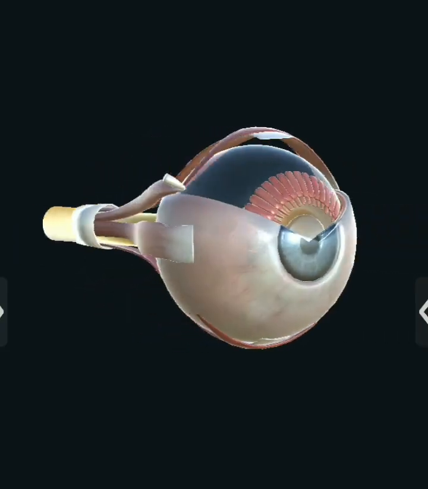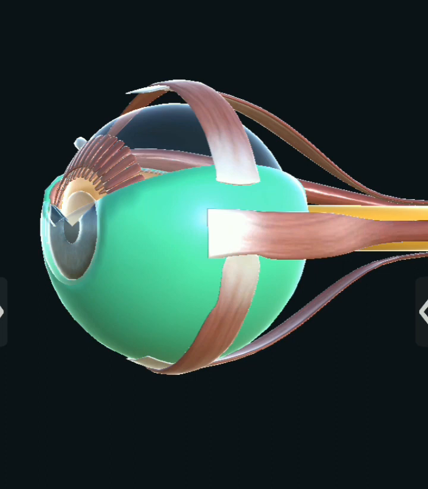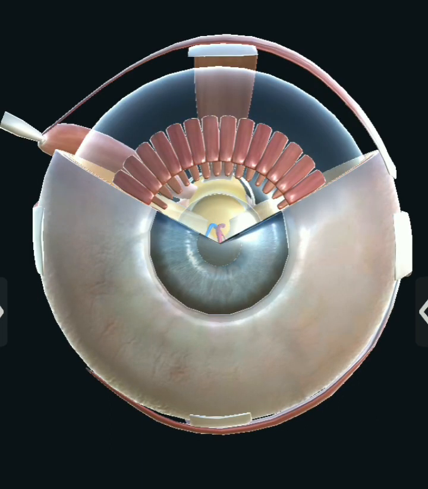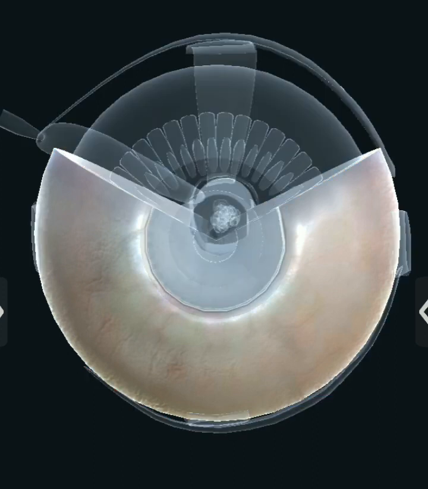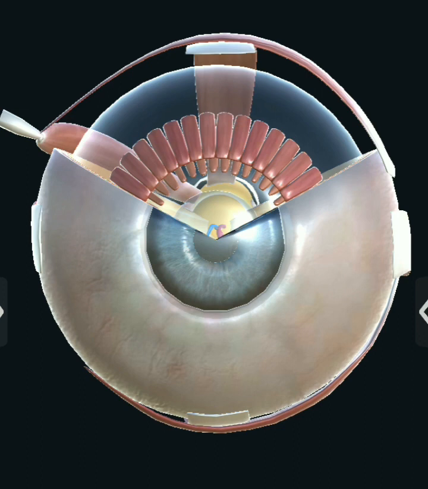Let's learn 3D anatomy of the eye. If we see from the frontal aspect of the eye, we have the outermost layer called the sclera. Sclera is an opaque, fibrous, and protective covering that contains many collagen fibers. Sclera is also known as the white of the eye. In the development of the embryo, sclera is derived from neural crest.